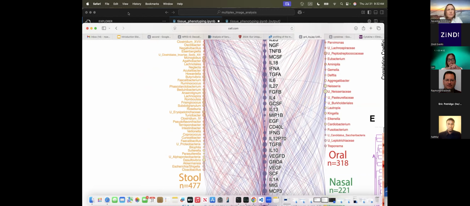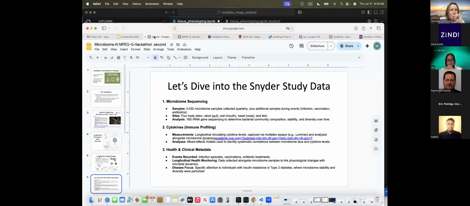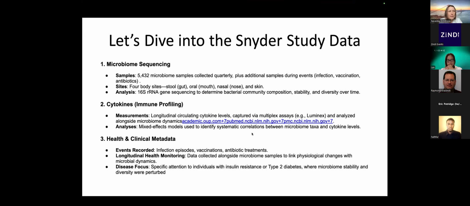So that's, in a nutshell, what the study tells us. There is also clinical and health metadata, because we have the dates also for these infection episodes, vaccinations, antibiotic treatments, and so on.